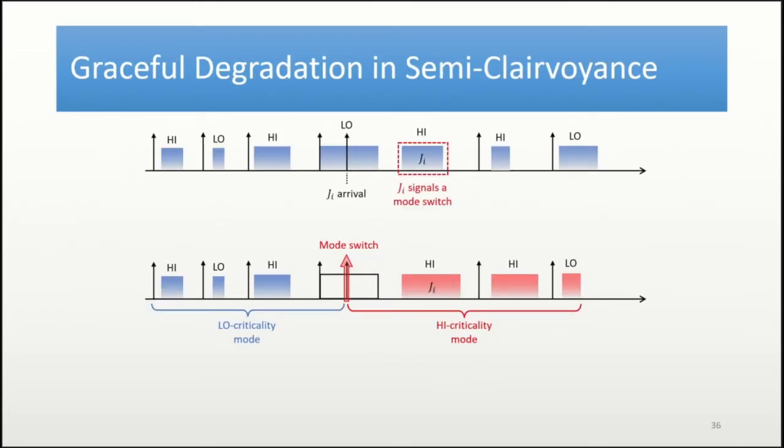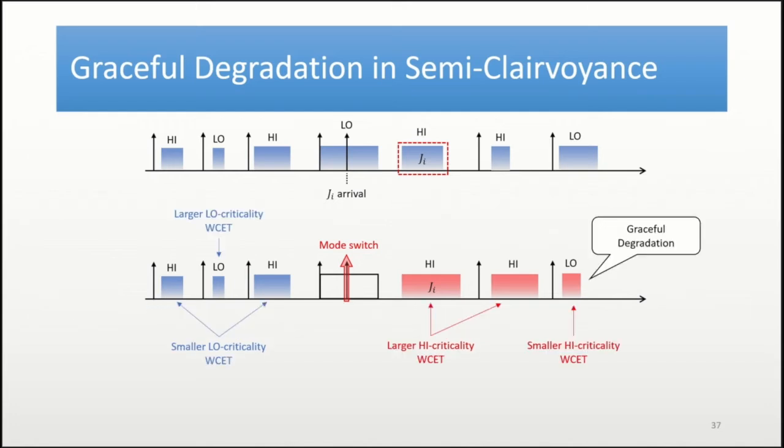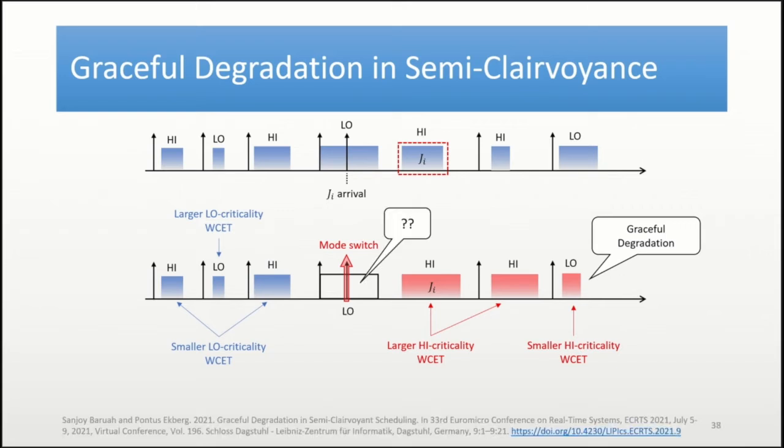Consider a scenario where a high criticality job Ji signals a mode switch upon arrival. Once the mode switch is signaled, all jobs arriving at or after this instant are permitted to require up to their high criticality WCTs, and all the high criticality jobs arriving at or before this are permitted to require up to their low criticality WCTs. This is because they haven't signaled a high criticality behavior. But what about the low criticality jobs that are active at the time of mode switch?